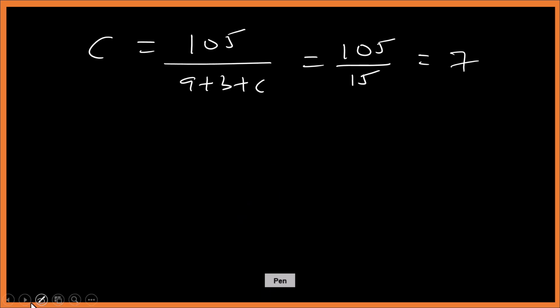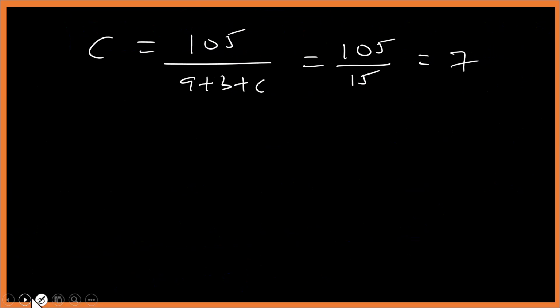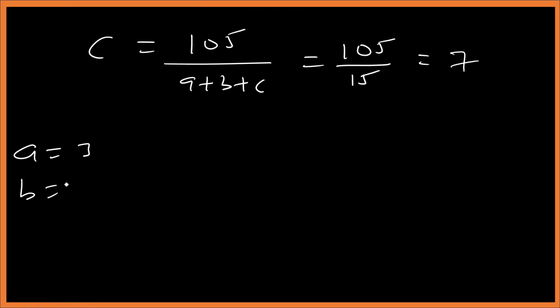Okay, now remember the question is demanding for a squared, b squared, and c squared. So what we are going to do here is to square a, b, and c and put them together. So we have a as 3, b as 5, and c as 7.